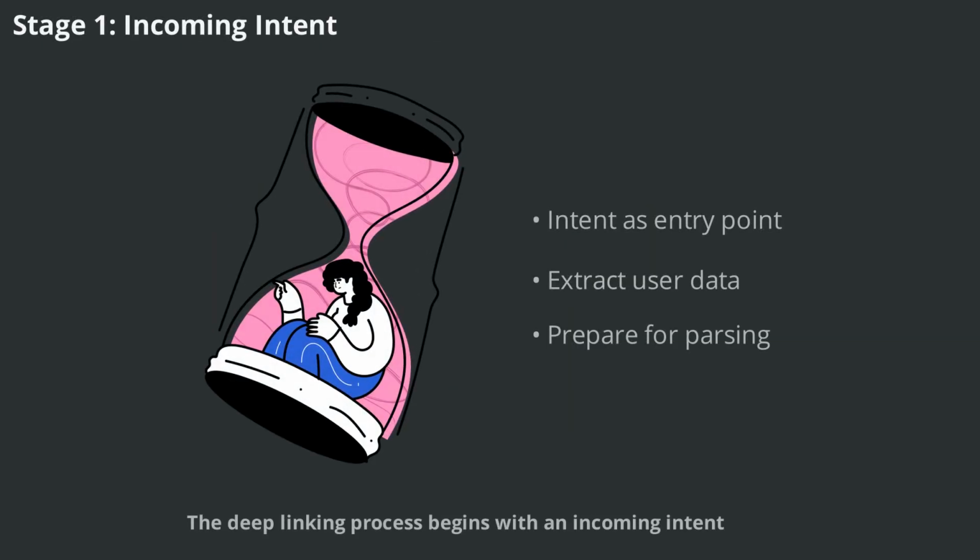The deep linking process begins with an incoming intent, typically triggered by a URI. This intent serves as the entry point into your app's navigation system. By capturing and parsing the intent, you can extract valuable information about the user's desired destination and any associated parameters. Handling this stage correctly is crucial for ensuring that the rest of the pipeline functions smoothly.